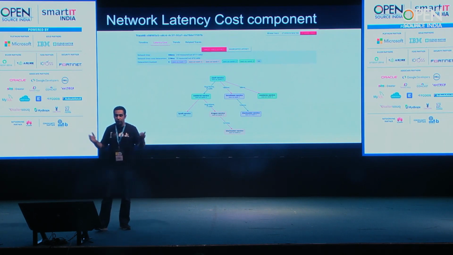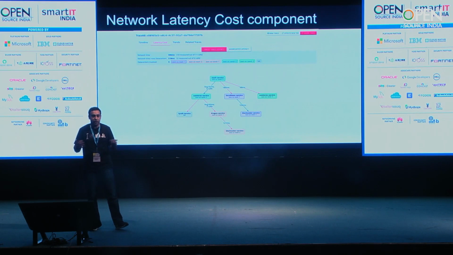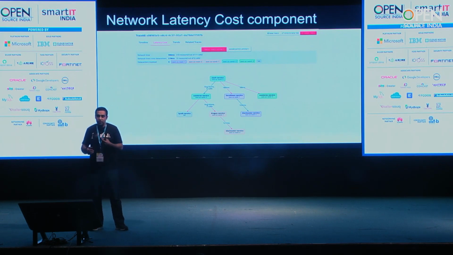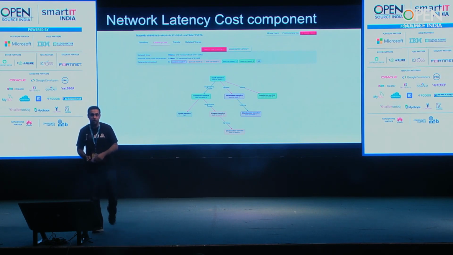Whenever we have a trace call, we know how much time is spent in the network. So we have nodes that are services, and we have edges that tell us how much time is spent in the network. So it helps us in deciding that, okay, let's move service A to the same region, or should we keep service A in some other different region. So the network latency component helps us in doing that.